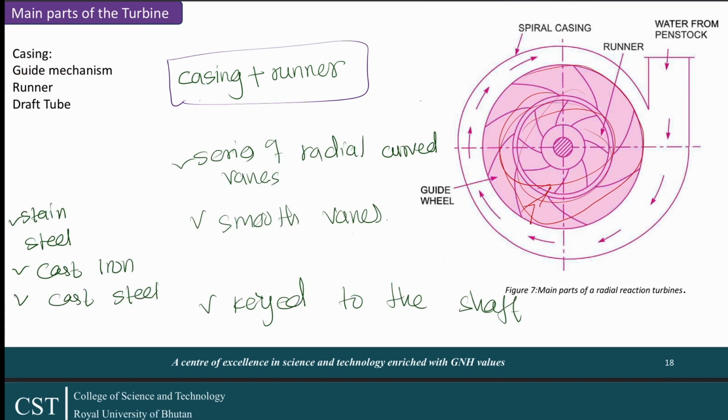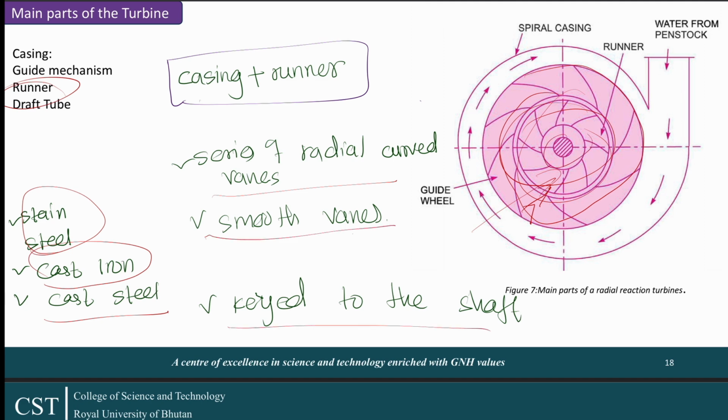The next one is the runner. In a reaction turbine, the runner is usually made of stainless steel, cast iron or cast steel. The runner is like a circular wheel, and it consists of a series of radial curved vanes. They are made this way to make sure that the water entering the runner, or leaving the runner, does so without experiencing any shock. Additionally, they make sure the runner vane is smooth, and it is keyed to the shaft of the runner, the one shown here.